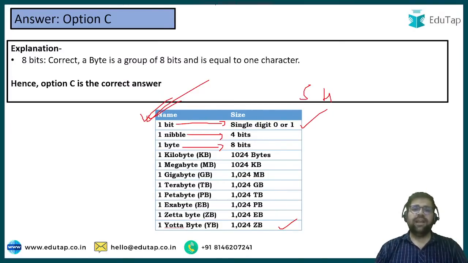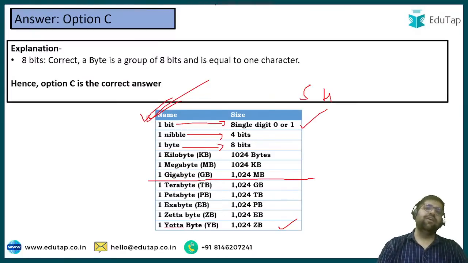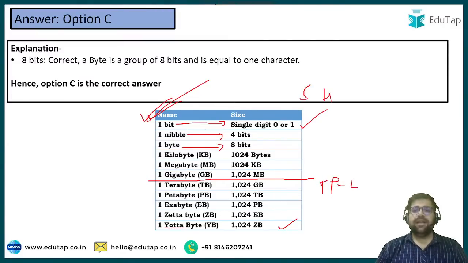Now, all I can help you with is that gigabytes, everyone already knows, because we have been using them from our school days. After that, you can remember the different very important terms with an acronym. What is the acronym? TPEZY. I call it TPEZY. T stands for what? Terabyte. P stands for what? Petabyte. E stands for what? Exabyte. Z stands for what? Zettabyte. And Y stands for yottabyte.